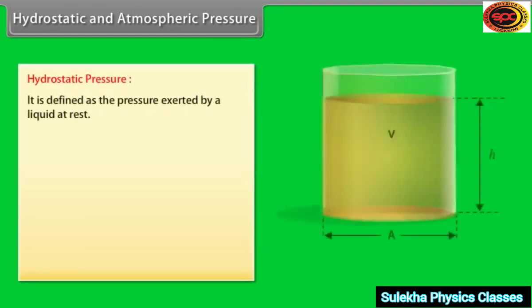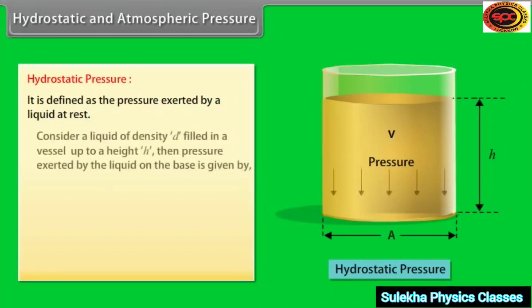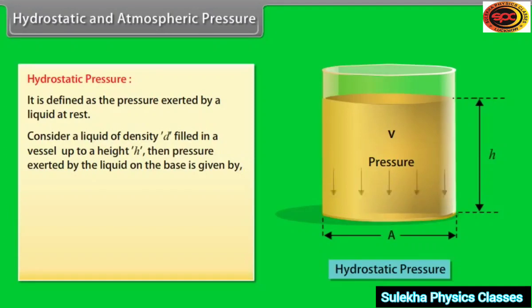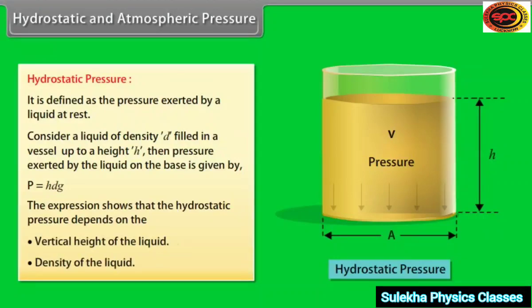Hydrostatic and atmospheric pressure. Hydrostatic pressure is defined as the pressure exerted by a liquid at rest. Consider a liquid of density d filled in a vessel up to a height h. Then, the pressure exerted by the liquid on the base is given by P = hdg. The expression shows that the hydrostatic pressure depends on the vertical height of the liquid and the density of the liquid.